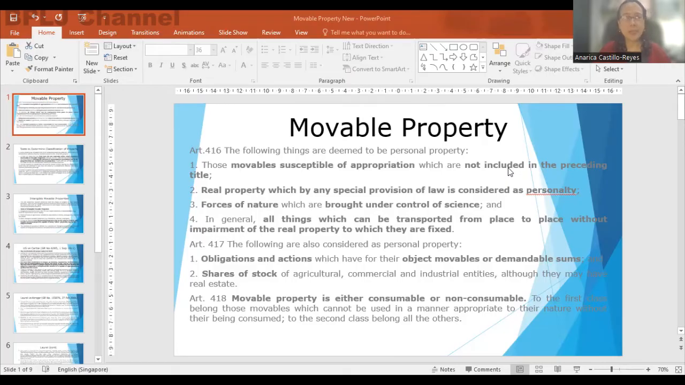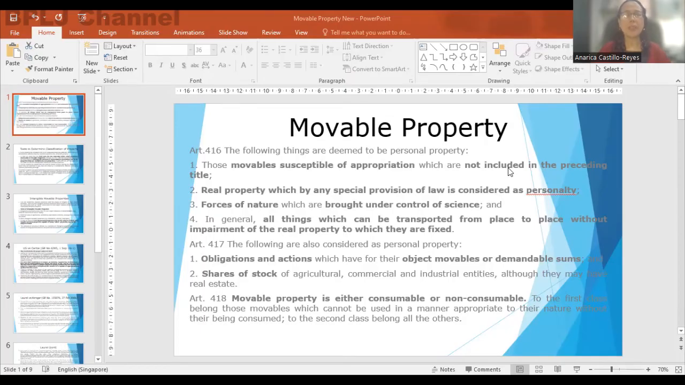So as I have mentioned a while ago, we have to consult Article 415 to check if the property subject matter is included in Article 415. If it is not, then it is a movable or a personal property. Okay, real property which by any special provision of law is considered as a personal property.